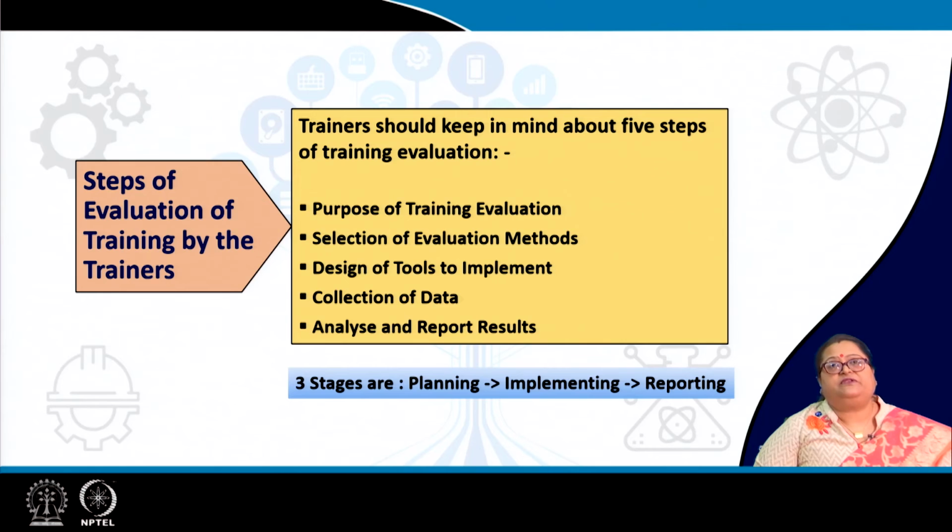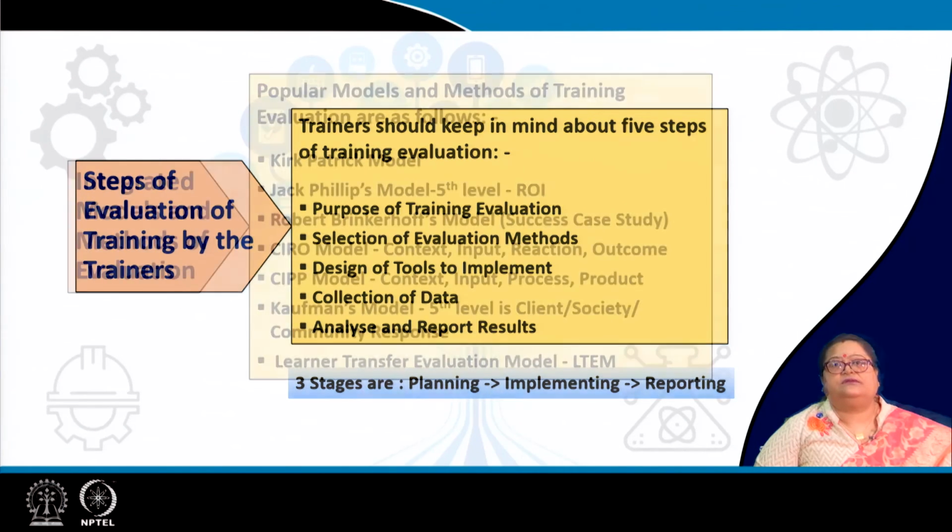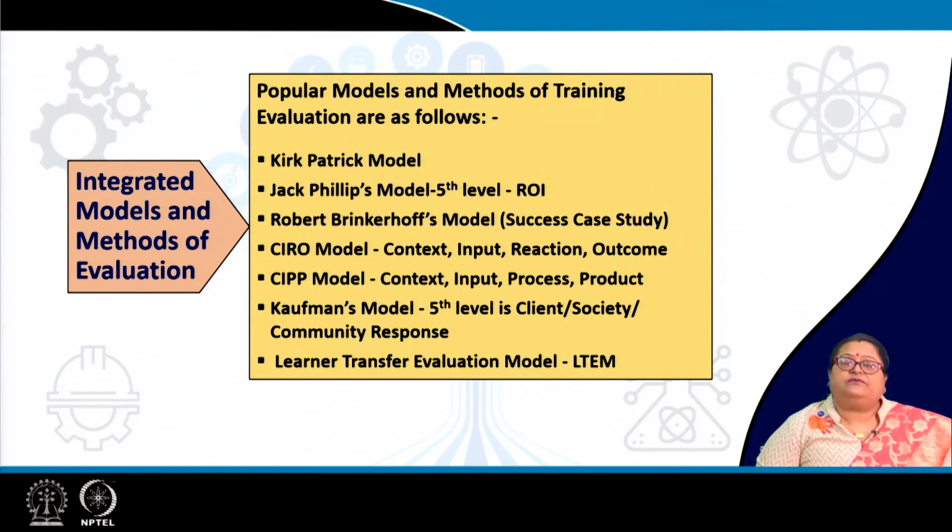There are certain steps of evaluation of the training program by the trainer. The trainers should keep in mind the above five steps of training evaluation, which are the purpose of training evaluation, selection of evaluation methods, design of tools to implement, collection of data, analysis and report results. The three stages are planning, implementing and reporting. Integrated models and methods of evaluation. Popular methods and models of training evaluation are as follows.